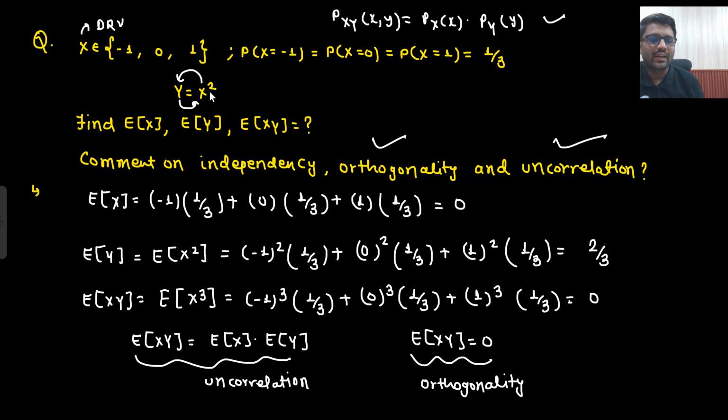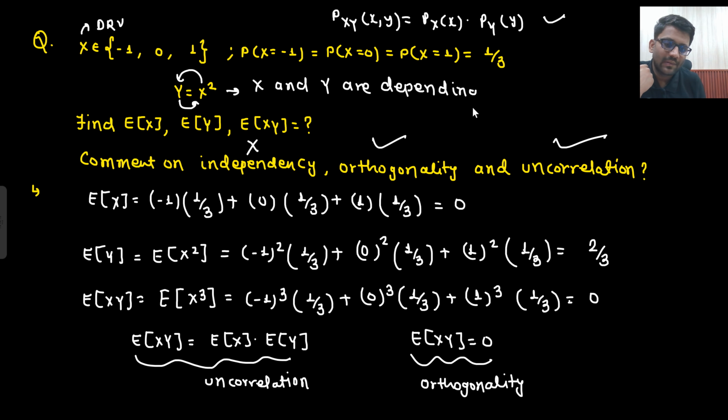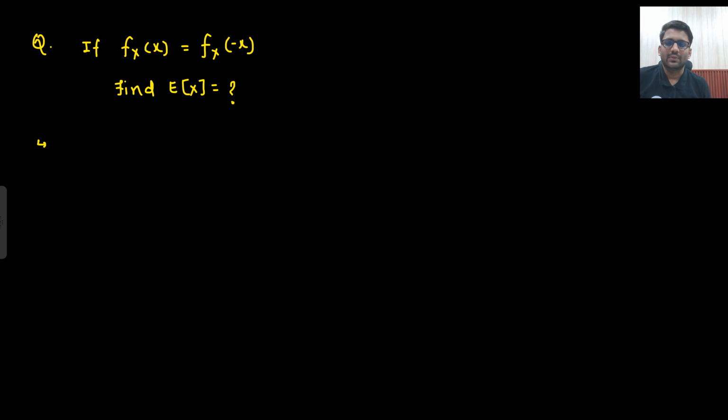So value of y is depending on x. And if value of y is 1, then x can take either value -1 or it can take value 1. So if y is fixed, then x is also fixed. That means x can take only 2 values. So x and y are depending on each other, no? So they are not independent. Okay? X and y are depending on each other. That's the bottom line. Well and good. Okay. Let's go to the next question.